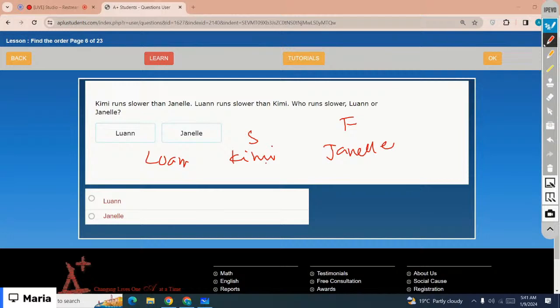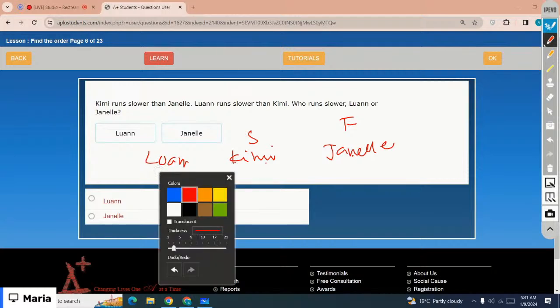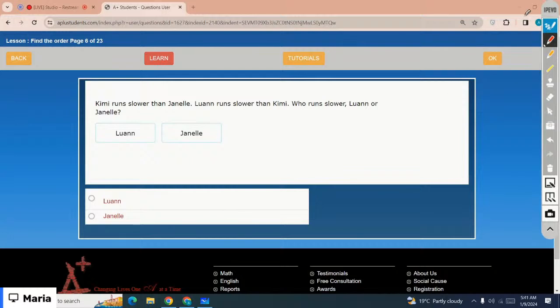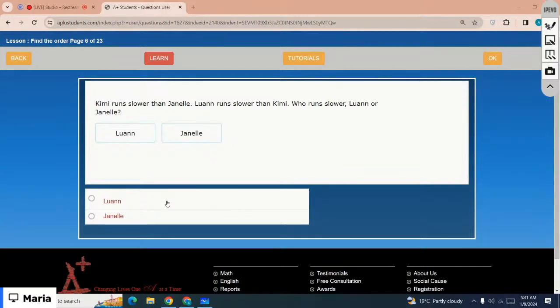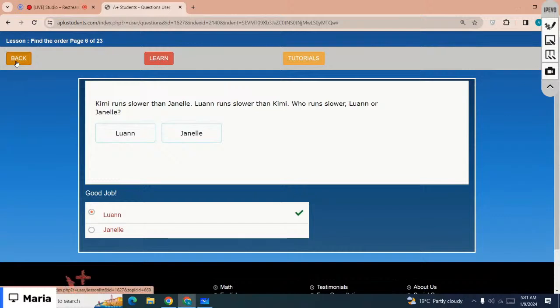Lon runs slower. You can see the order. Janel is the fastest one. Kimi and Lon are the slowest ones. The correct option is Lon. Right? Okay, you can complete the lesson by yourself later today.